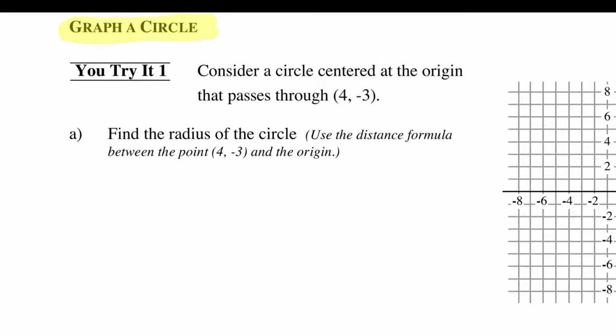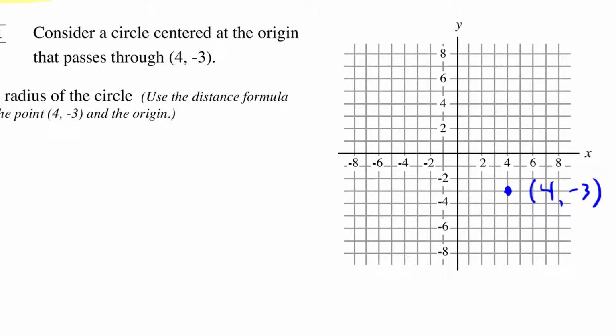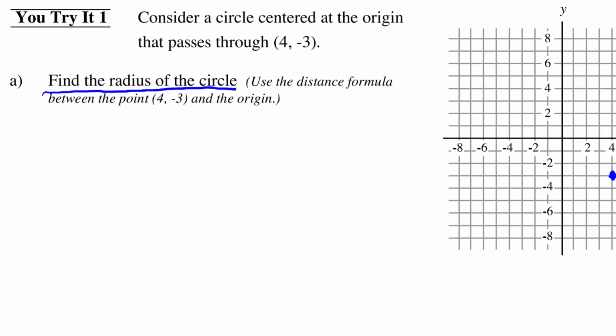So let's apply that to graphing a circle. Circle centered at the origin, passing through the point 4, negative 3. Let's find that point 4, negative 3. What we're asked to do first is find the radius of the circle. There's a hint here that says use the distance formula to find the distance between 4, -3 and the origin. Okay.